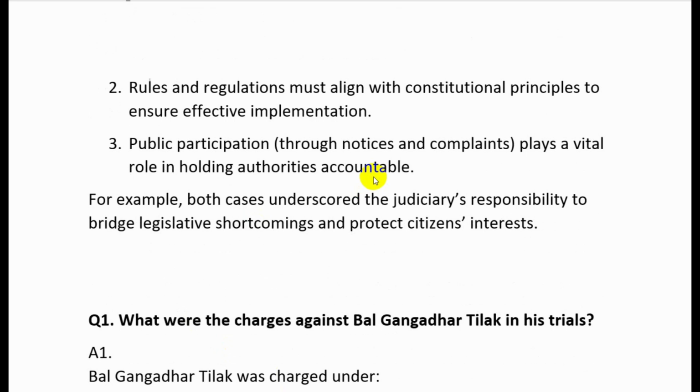Second, rules and regulations must align with constitutional principles to ensure effective implementation. So all rules and regulations have to be as per the constitution. It cannot go against the constitutional principles. Third, public participation through notices and complaints plays a vital role in holding authorities accountable. For example, both cases underscored the judiciary's responsibility to bridge legislative shortcomings and protect citizens' interests.